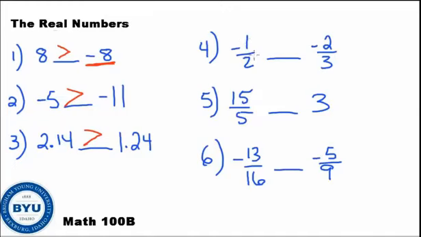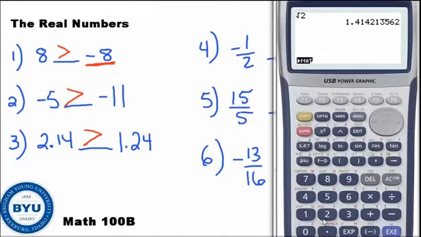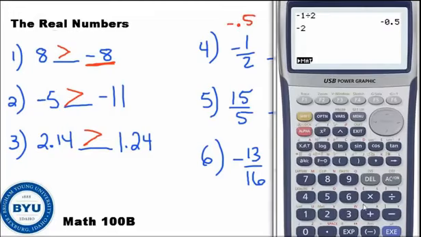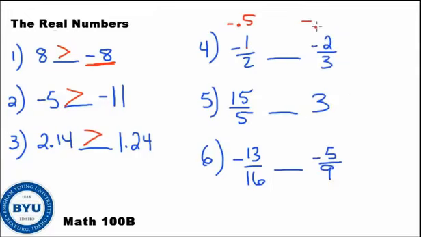We have negative 1/2 and negative 2/3. Again, you could use your calculator to get decimal values for these. If I did 1 divided by 2 and put a negative on there, negative 1 divided by 2, I could get the decimal value. This would be negative 0.5. And if I did negative 2 divided by 3, that would be negative 0.6 repeating. So in that situation, we would say that negative 0.5 is greater than negative 0.6666.